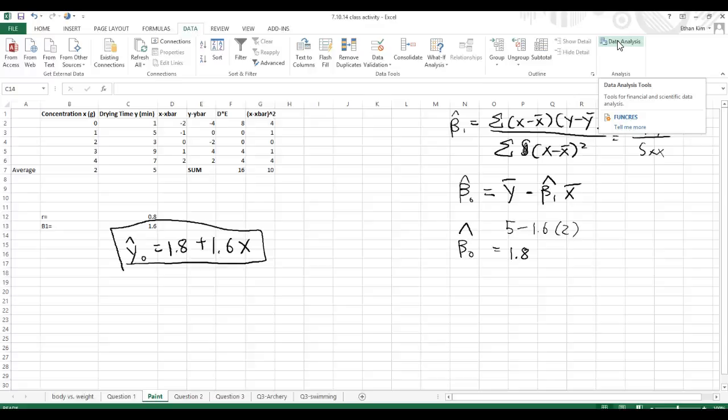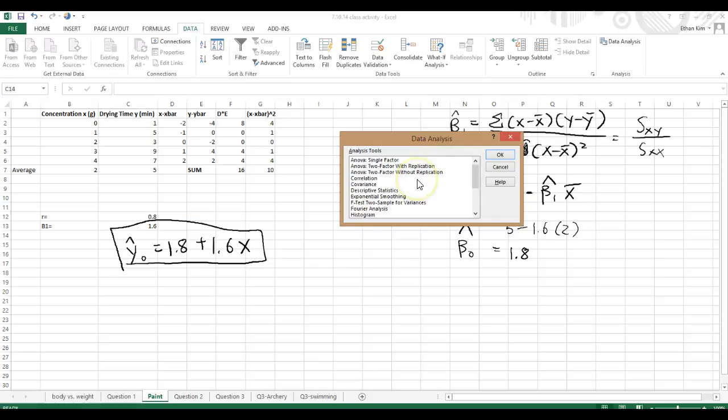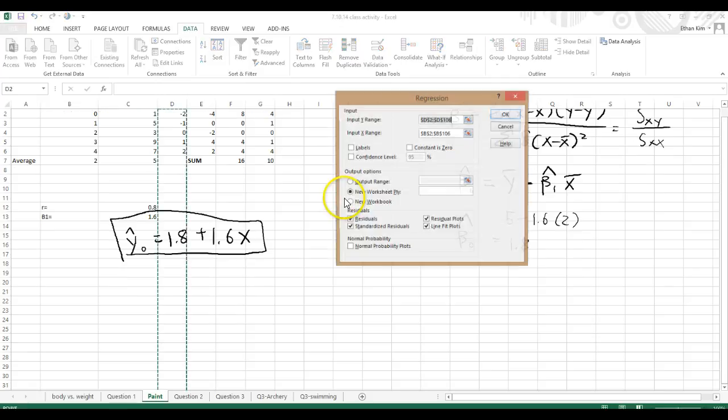Right? So if you click this, they give you a lot of functions here, and in fact, we talked about correlation, and correlation is already here too. So we can do that. And descriptive statistics is already here. This is mean, variance, and everything, right? So why don't we just try that? Why don't we first use regression here. So press regression and press OK.